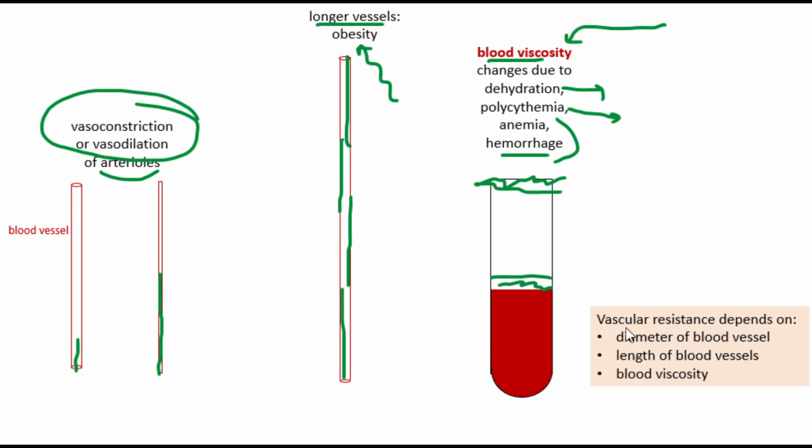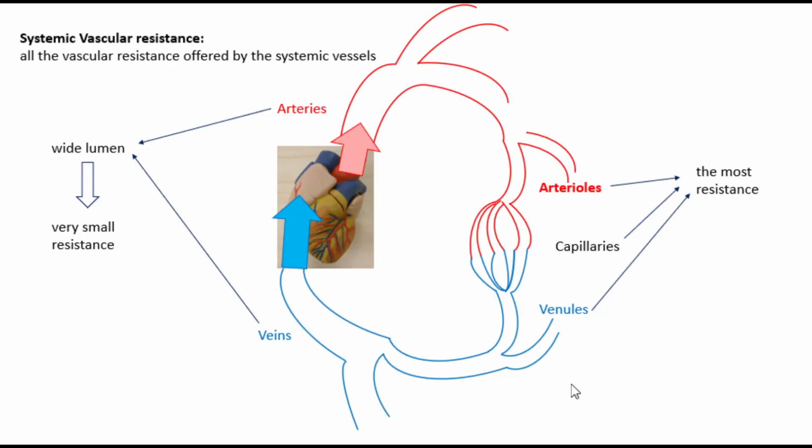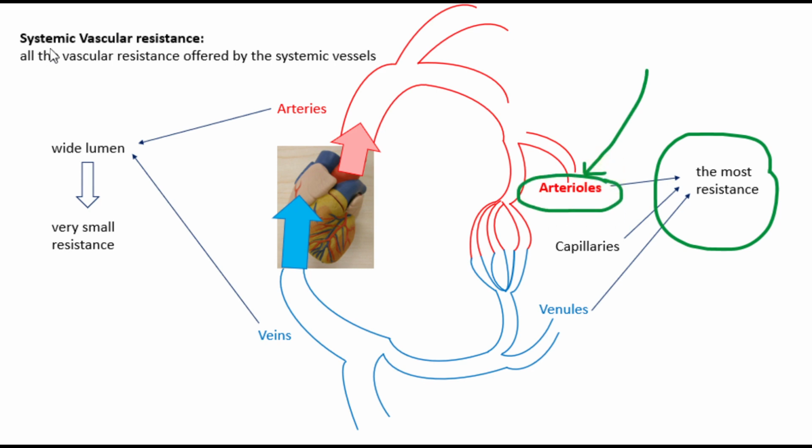So in short, as a summary, those three factors that change vascular resistance would be the diameter of the blood vessels, whether they are constricting or dilating, the length of the blood vessels, and the blood viscosity. And one more time, recall that the systemic vascular resistance, the vascular resistance that we experience in all our systemic blood vessels, is mostly due to arterioles, capillaries, and venules. And more importantly, arterioles, we can say, are the master of changing the systemic vascular resistance because they are very expert in constricting and dilating.